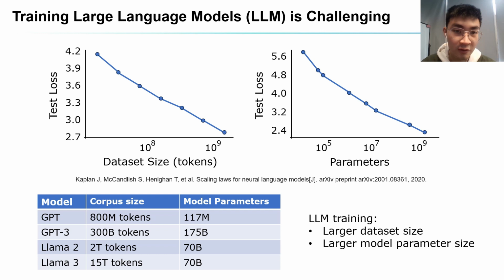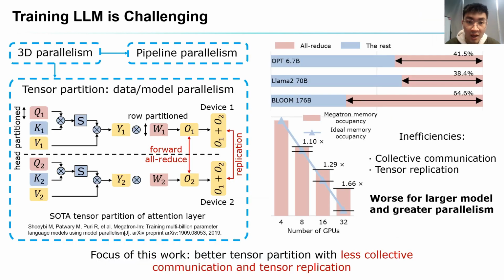In pursuit of better model performance, LM training scales up in training dataset size and model parameter size, making LM training increasingly expensive. The currently prevalent LM training technique is 3D parallelism, including data, model, and pipeline parallelism, where data and model parallelism can be represented by tensor partition.